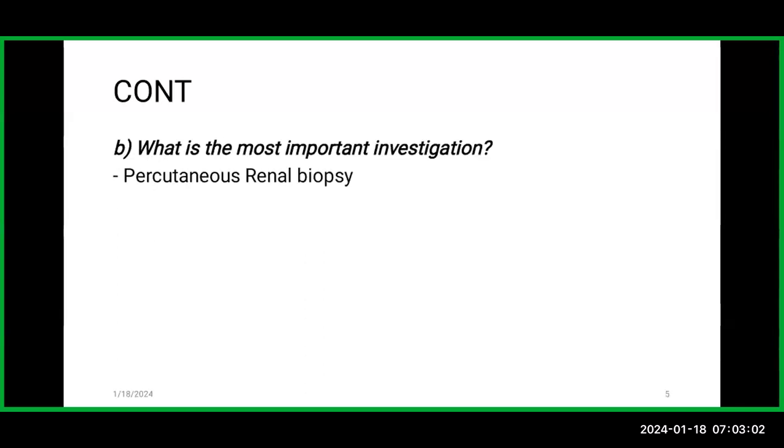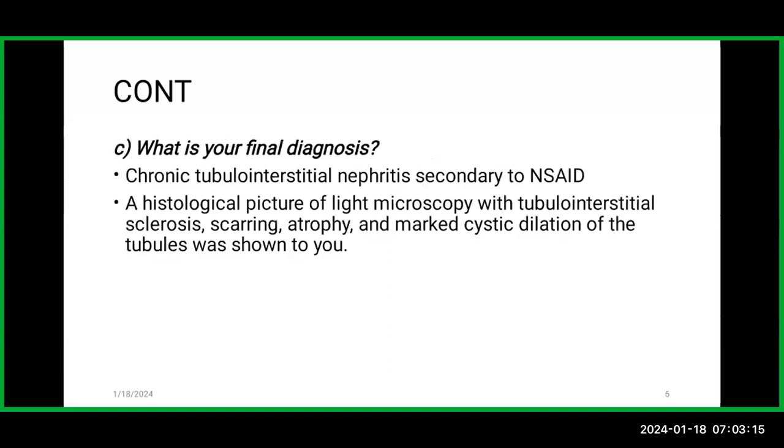So what is the most important investigation? For this patient, the most important investigation is percutaneous renal biopsy, which is the definitive diagnostic investigation for patients with tubular interstitial nephritis. So what is your final diagnosis? My final diagnosis is chronic tubular interstitial nephritis secondary to NSAID use.